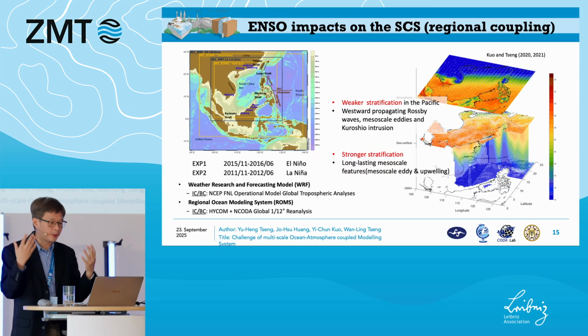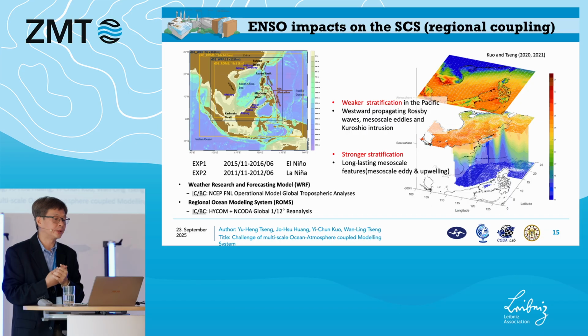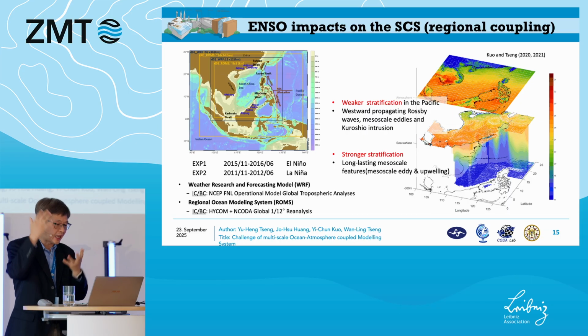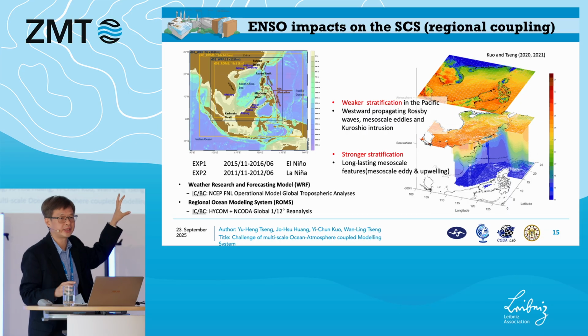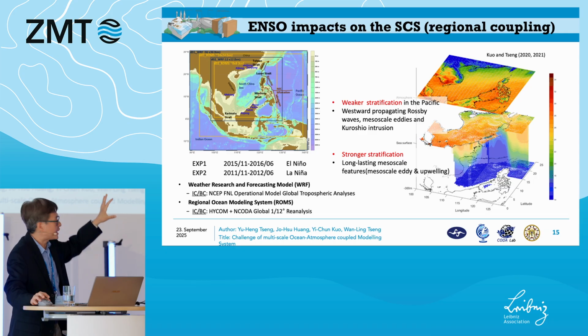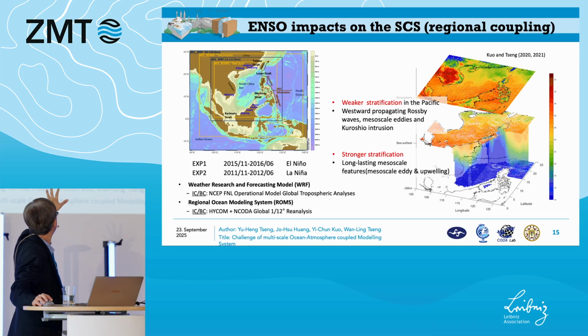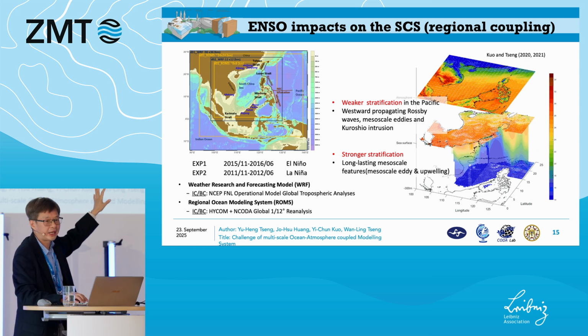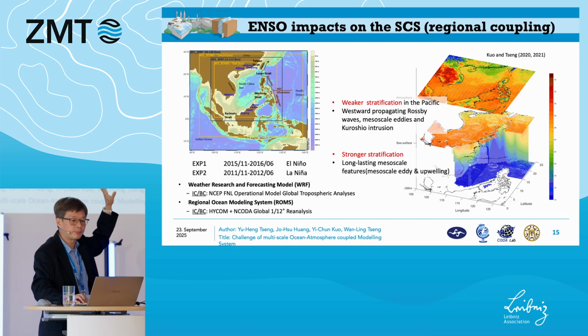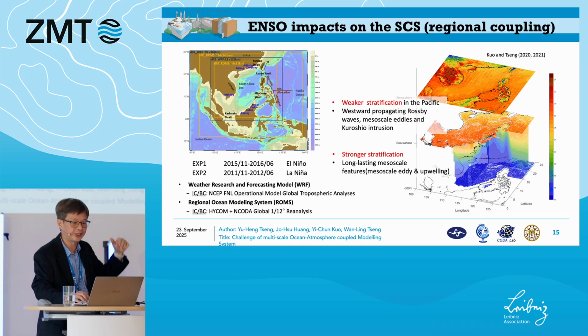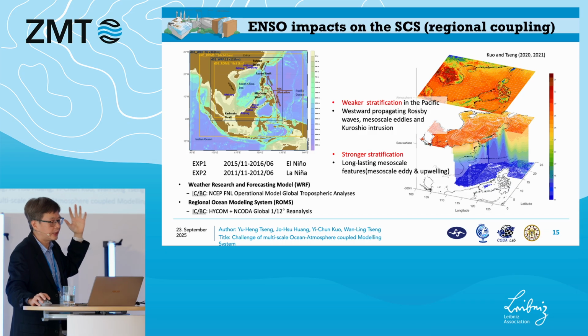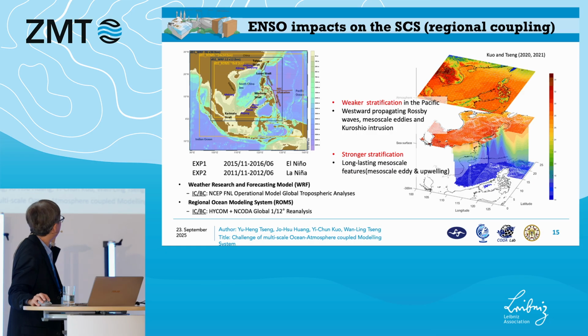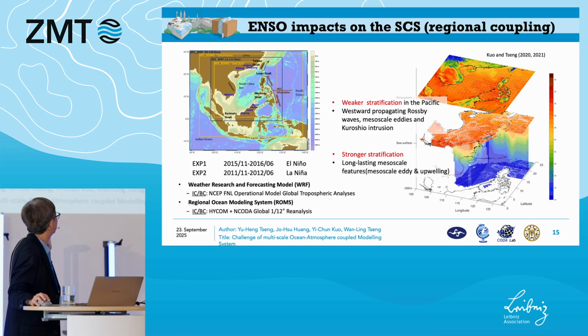Besides that, I will bring up another issue related to the atmosphere and ocean coupling framework. This is one example. By comparing El Nino events and La Nina events, by running coupled model simulations, we can find that in the El Nino event there is quite weaker activity in the Pacific westward propagating Rossby waves, and also mesoscale eddies and Kuroshio intrusion.